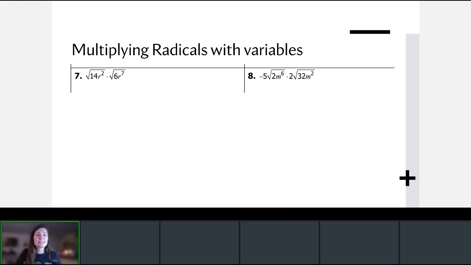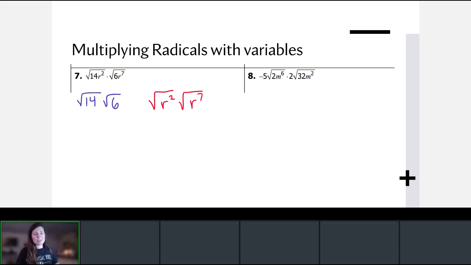Let's take a look at problem number 7 here. We can see that we are multiplying the square root of 14r squared, the square root of 6r to the 7th. All right. So let's deal with just the numbers. So I'm going to deal with just root 14 and just root 6. And then I'm going to deal with the variables separately as the square root of r squared times the square root of r to the 7th. You by no means have to break it up like this, but you can if it's easier for your brain.